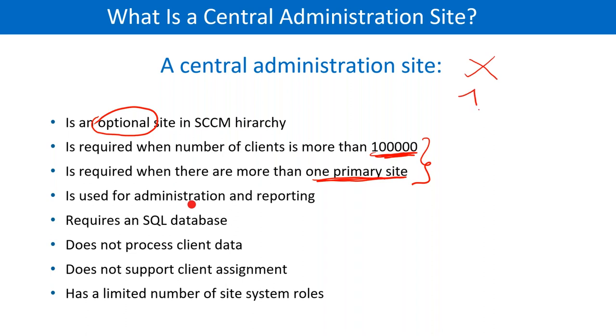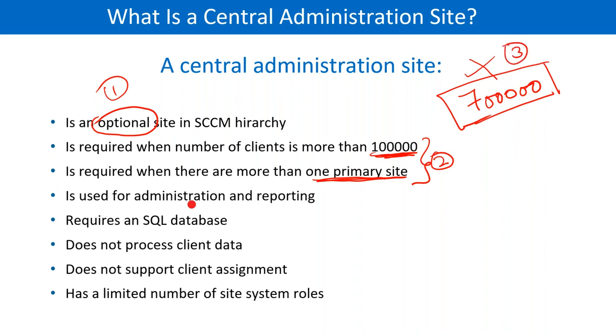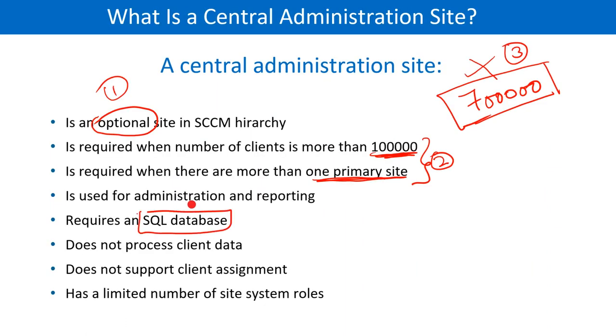One central administration site supports 700,000 devices, 7 lakh devices, guys, all over the globe. So for now, understand that the central administration site is an optional site. It is required only based on these two reasons: when you have more than 100,000 devices to manage and when you have more than one primary site. It is capable of handling 700,000 devices, and it needs a SQL Server database. This is the fourth point you need to make a note of.